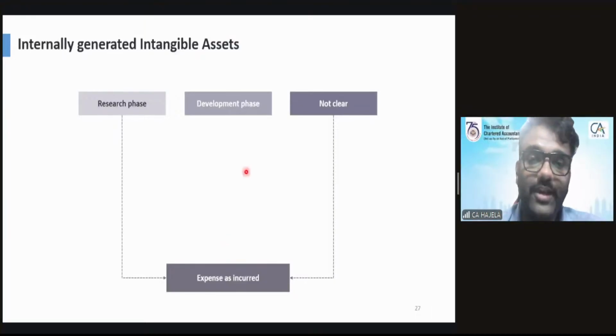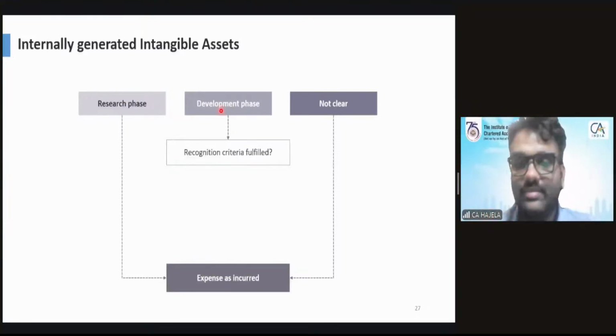You have to be very sure that the phase that you are in is the development phase. Only then can you capitalize it as an intangible asset, provided the recognition criteria are fulfilled.